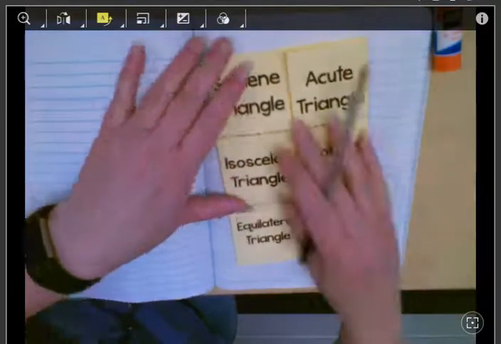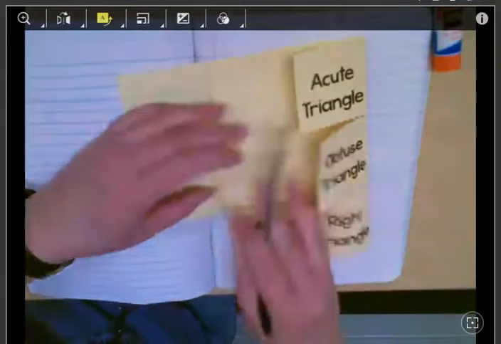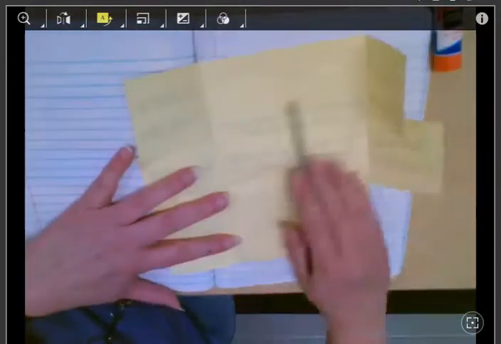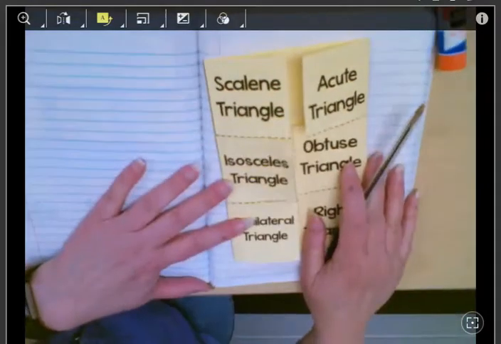So when it's all done, that back part is what you're going to glue on because you need all of this white space or blank space to write in. So once that's glued in, we're going to talk about the definitions and drawing a little piece of it.